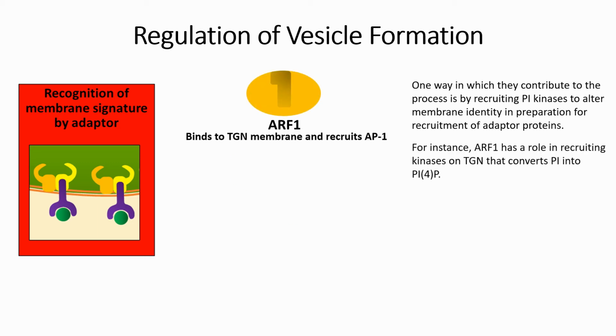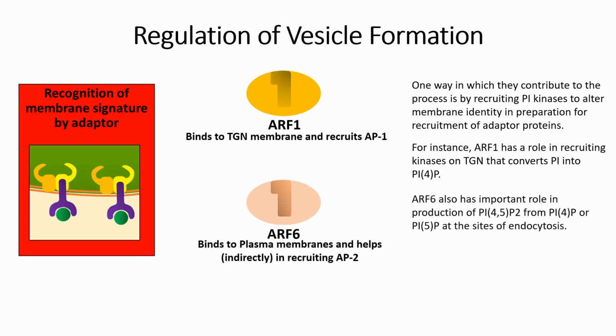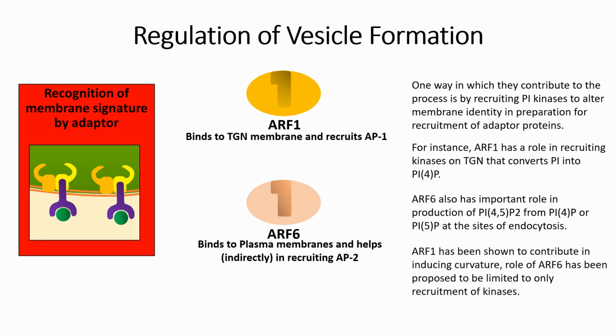For instance, ARF1 has a role in recruiting kinases in the trans-Golgi network that convert PI into PI4P. ARF6 also has an important role in production of PI45P2 from PI4P or PI5P at the sites of endocytosis. ARF1 has been shown to contribute to inducing curvature. The role of ARF6, however, has been proposed to be limited to only recruitment of kinases.